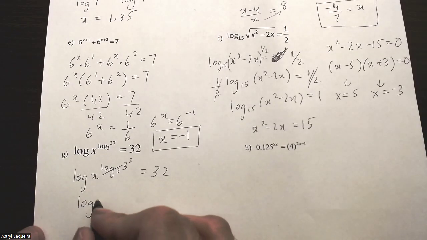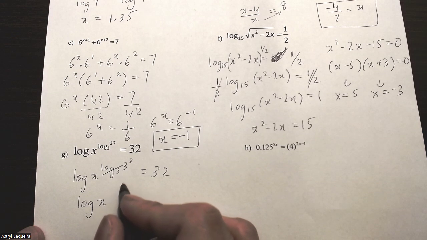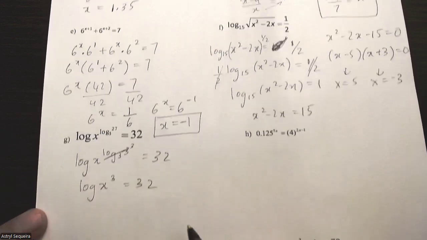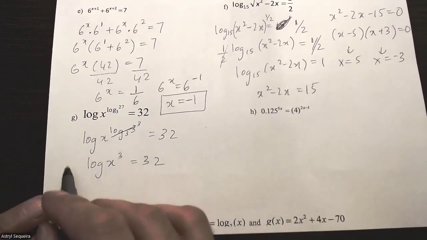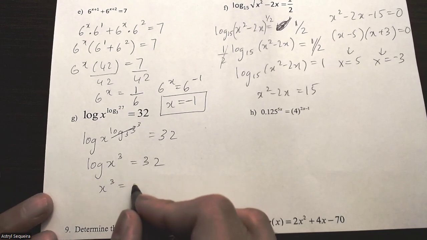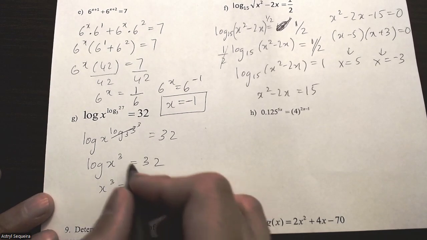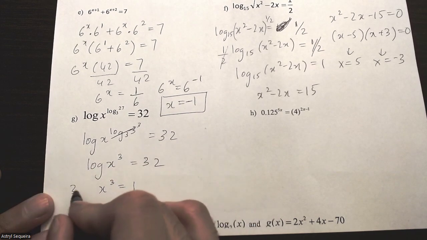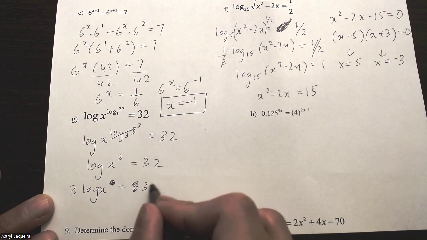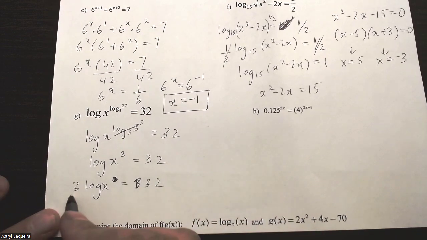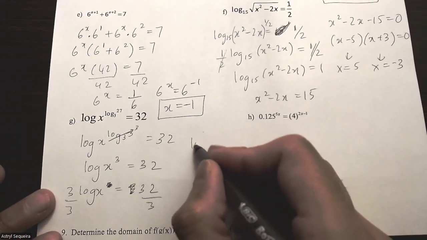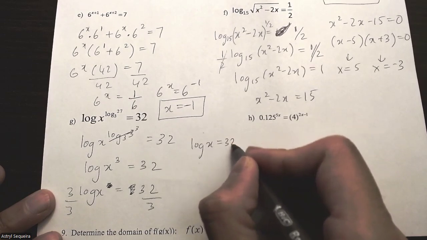Log x cubed equals 32. And then I could either bring the exponent down or I could move the log to the other side. I'll just move the log to the other side. So actually, now I'll bring the exponent down first. I think that's better. 3 log x. I guess the numbers might be too big for my calculator. Otherwise, I'll divide both sides by 3. So log x equals 32 over 3.